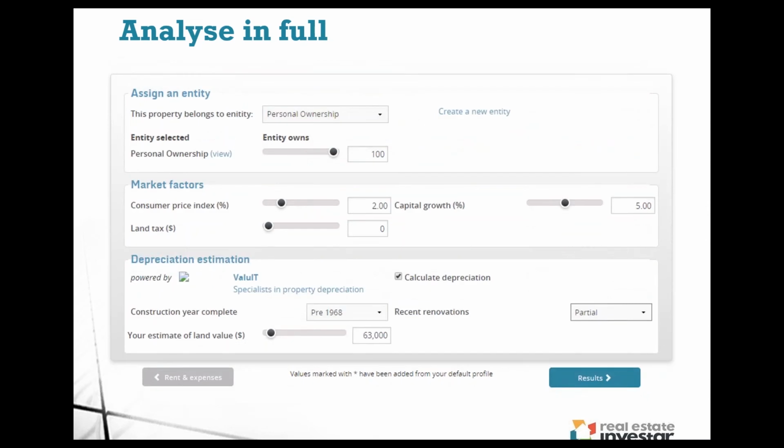Okay, then we go on to the entity. You can put this in a trust, you can put it in a business, you can put it in your own personal ownership, and you can even split the percentage of who owns what. If it's, say, in a trust, you can have it split to 2, 3, 4 beneficiaries and so on to have accurate reflections of the whole and individual makeup of how the property is doing. CPI, just left at the standard 2%.